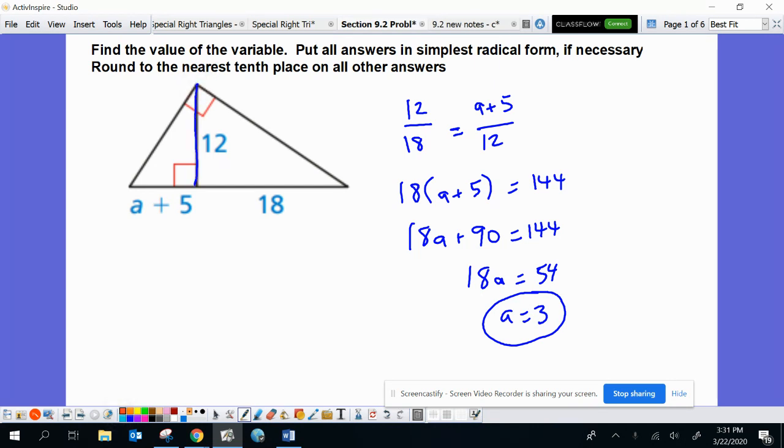As you can see, I have this height as my geometric mean. So I put 12 and 12 here. A plus 5 and 18 go into the other two slots.